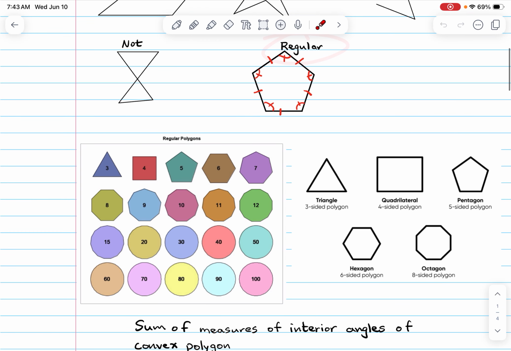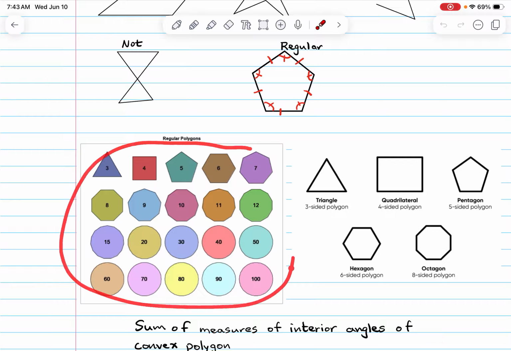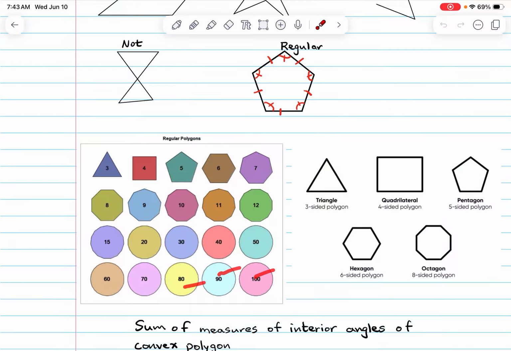Primarily, the names of the ones we're going to be studying are triangles, quadrilaterals, pentagons, hexagons, and octagons. Of course, the pentagon has 5 sides, pente. The hexagon has 6 sides, and the octagon has 8 sides. Here's a picture of some more polygons. Some of them start to look just like circles. It's hard to tell the difference between those and a circle.